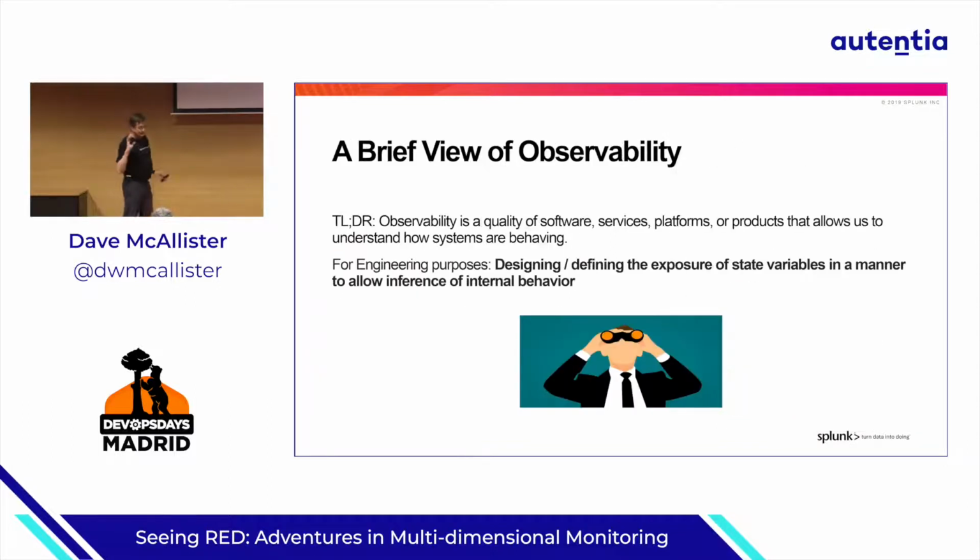So, the shorthand version of this is observability really is a quality of the software, the services, or the products that allow us to know what's happening inside of our systems. Observability comes from machine theory. Machine theory basically says it's how you figure out what's going on inside of the machine by looking at what you can see from outside.